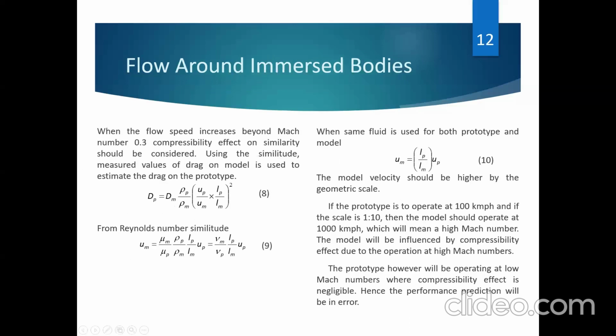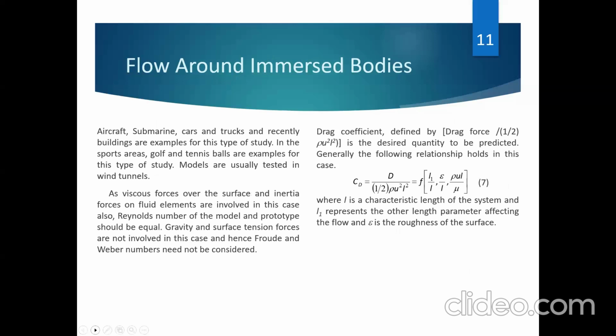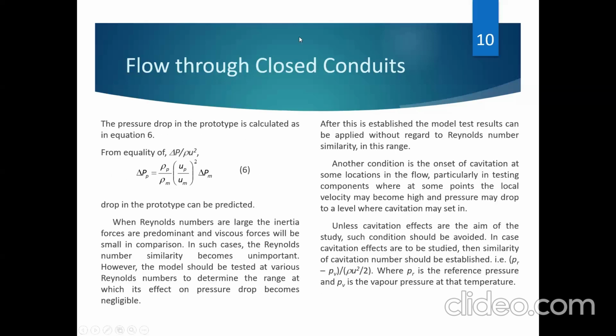So, yan. Yung mga example natin later na.